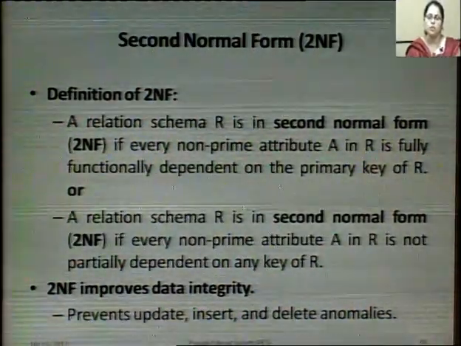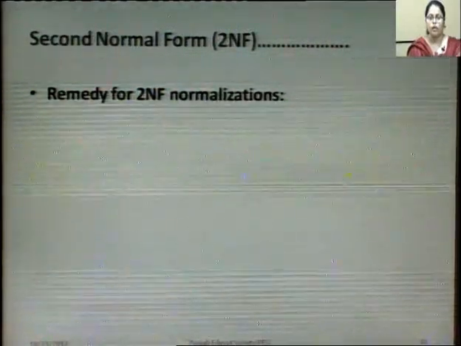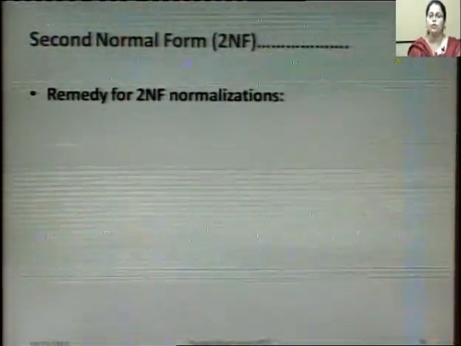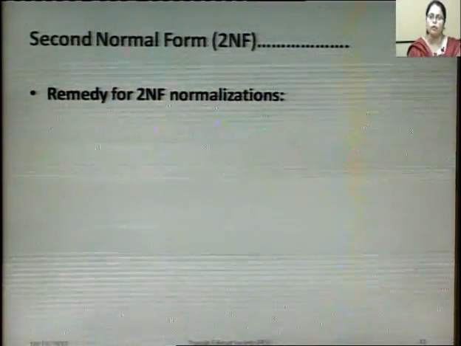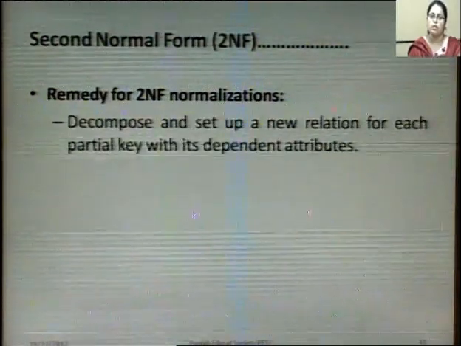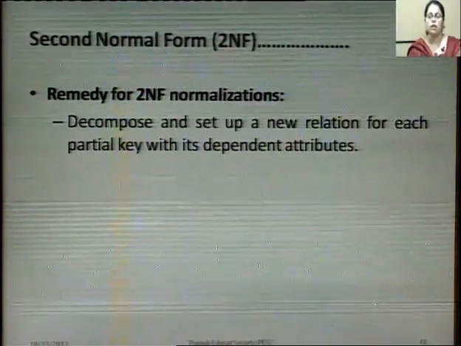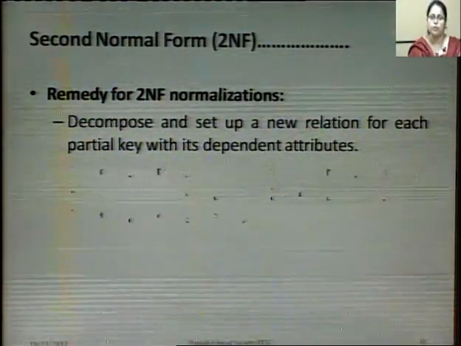Operations like update, insert and delete. For relations that do not follow the second normal form, or that violate the second normal form, a remedy for such relations is to decompose and set up a new relation for each partial key with its dependent attributes.